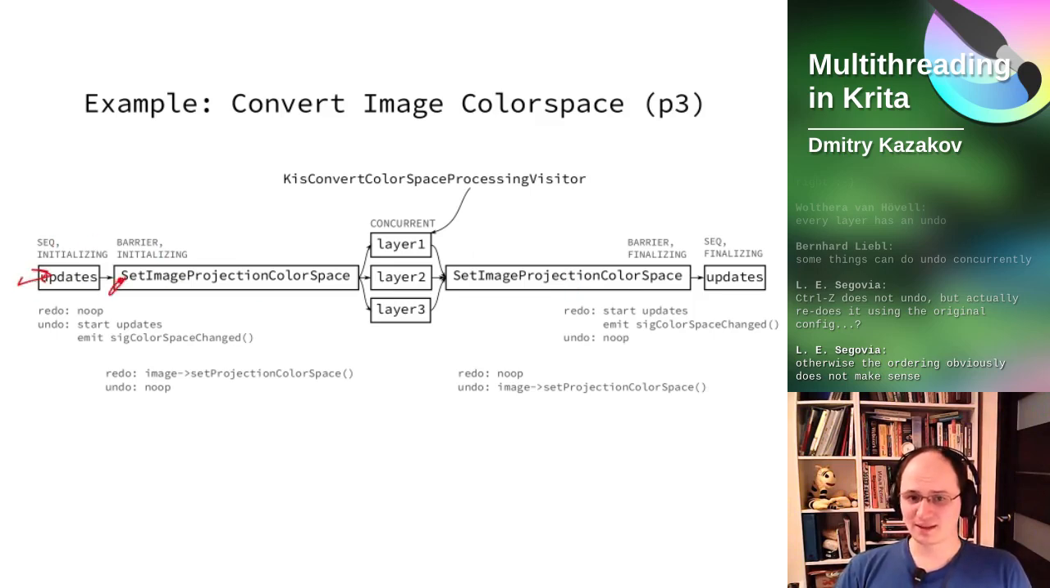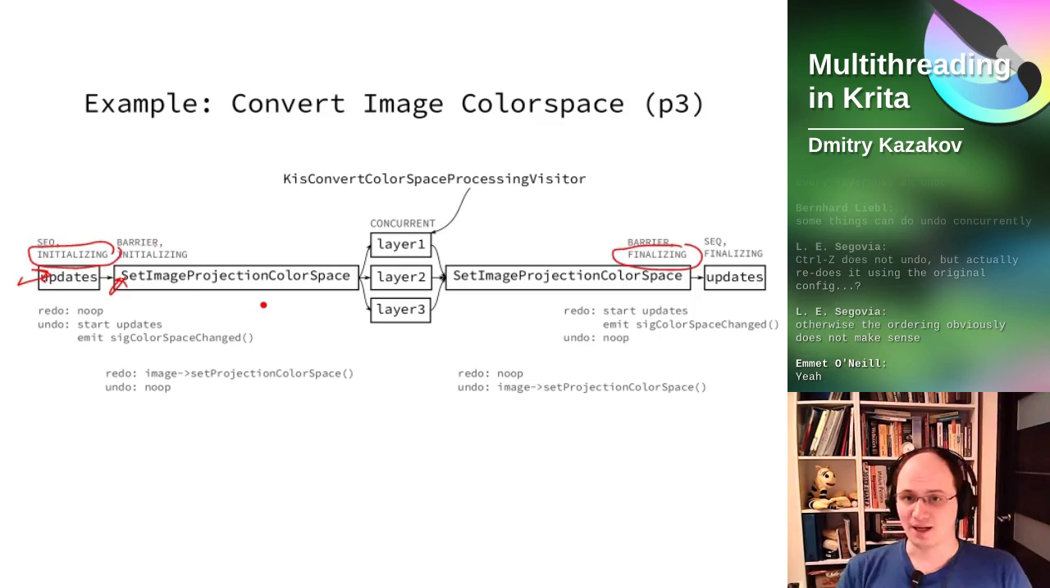These commands are not normal commands anymore. They are so-called flip-flop commands, and they have one property: initializing or finalizing. I think Emmet and Ion should know about them because they refactored them some time ago. So instead of undo and redo, these commands have different methods. They are called part A and part B.